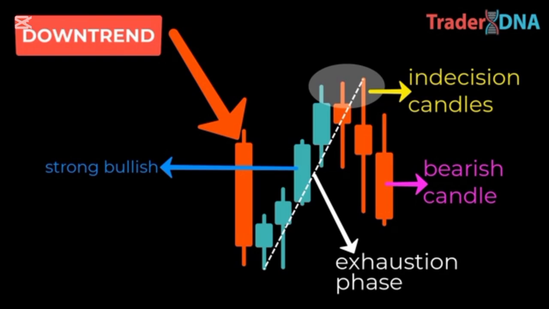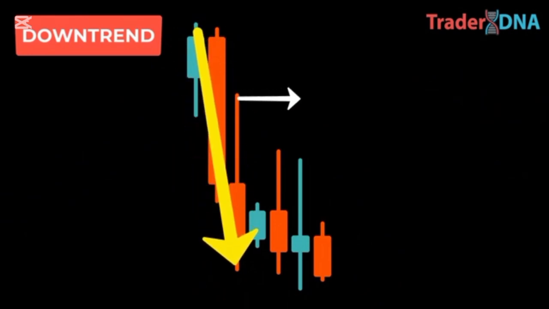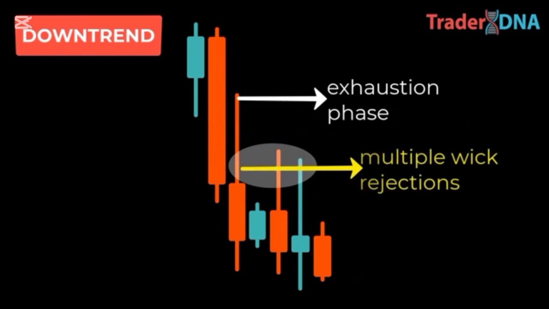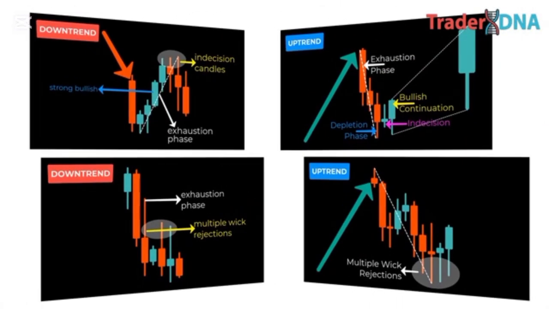Next, let's zoom in on what happens next in that downtrend. When the market is moving strongly to the downside, we're still in that exhaustion phase. But now, we're looking for multiple wick rejections. These wicks tell us that bullish pressure is trying to push things back up temporarily, but the overall bearish trend is still holding strong. The bears are taking control again, and that's what we're waiting for to confirm that the downtrend will continue.